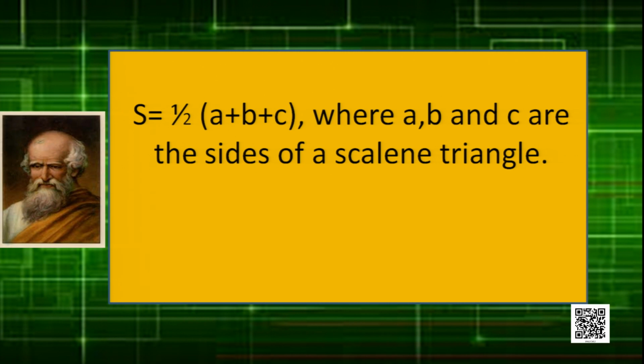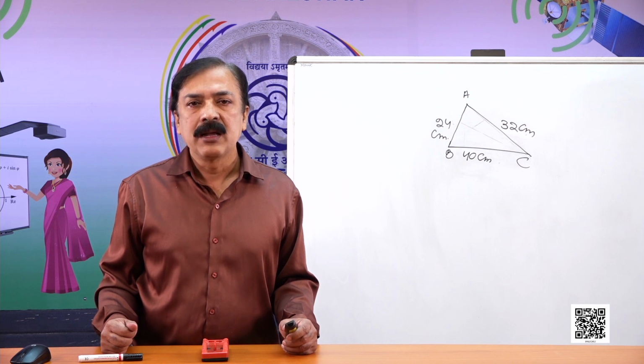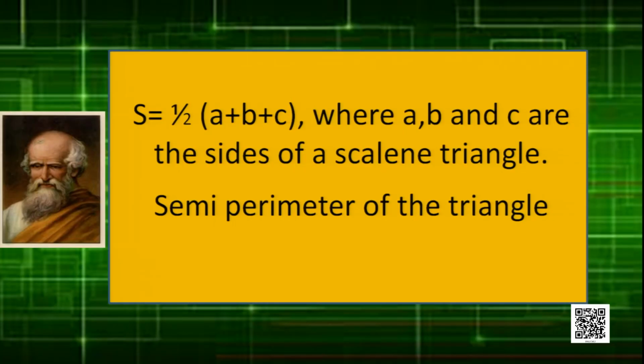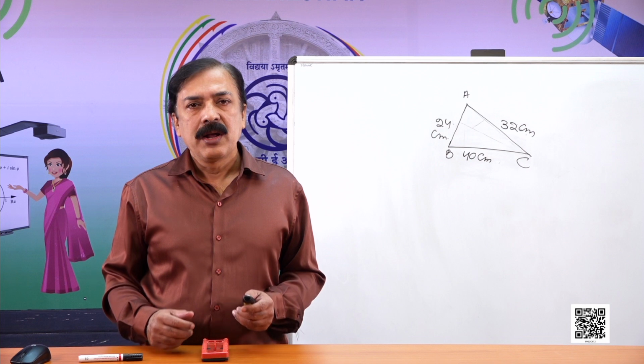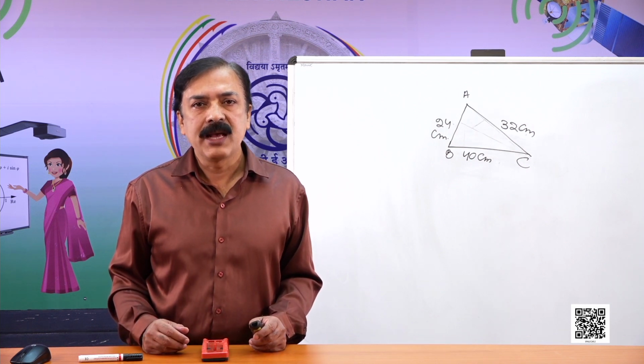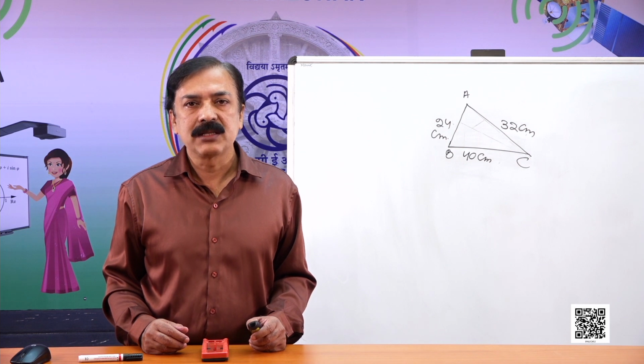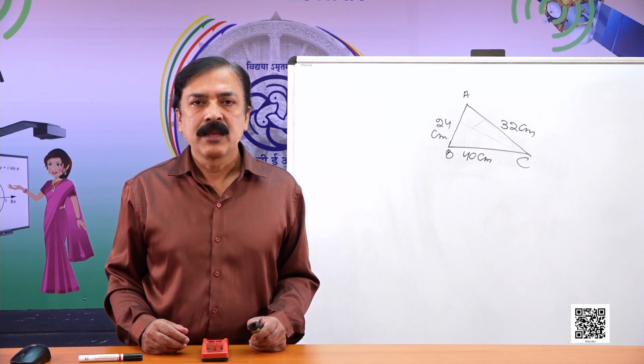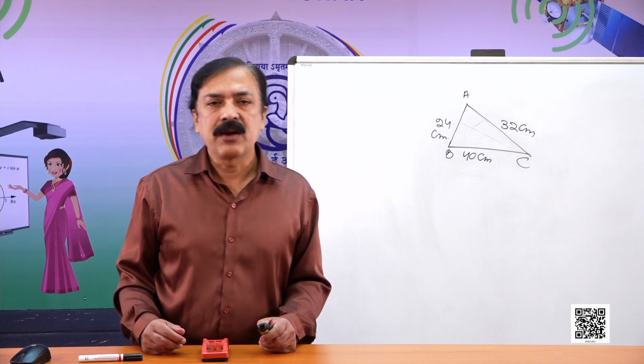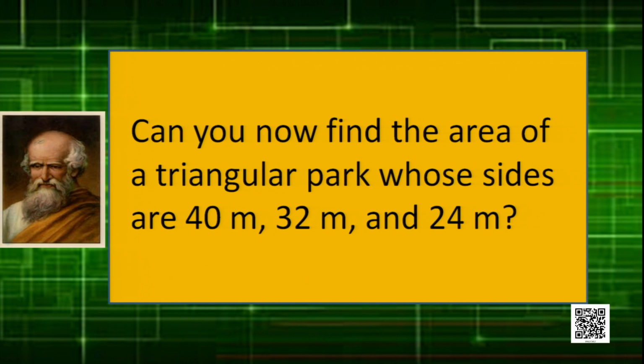What is a plus b plus c? That means length of the 3 sides of a triangle. What is it called? It is called perimeter. So, half of the perimeter, we say that it is the semi-perimeter of a triangle. So, the formula is square root of s into s minus a into s minus b into s minus c. Using this formula, let us try to solve these problems. After getting this formula, can you now find the area of a triangular park whose sides are 40 meter, 32 meter and 24 meter? Let us see how to do it.